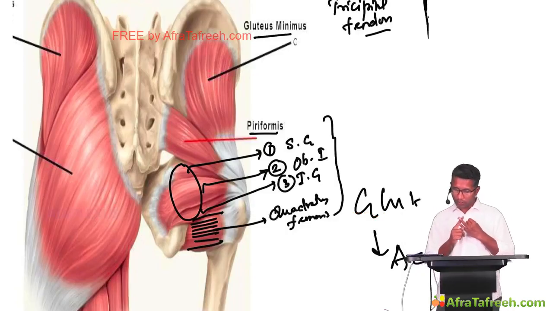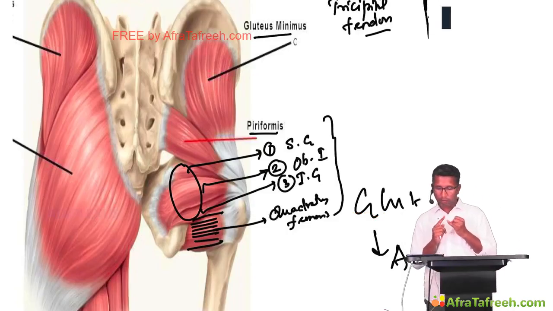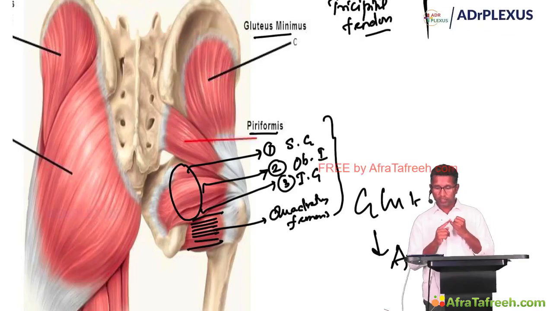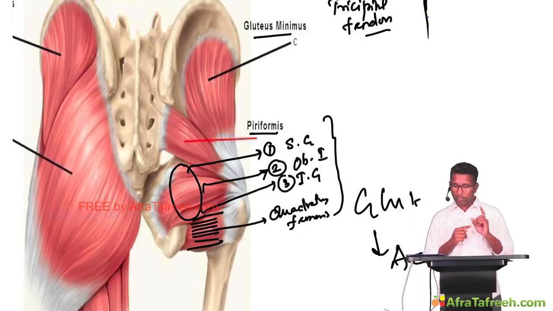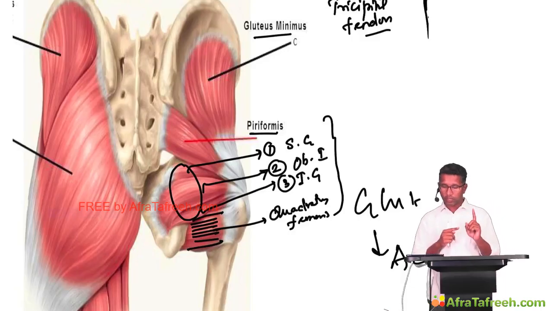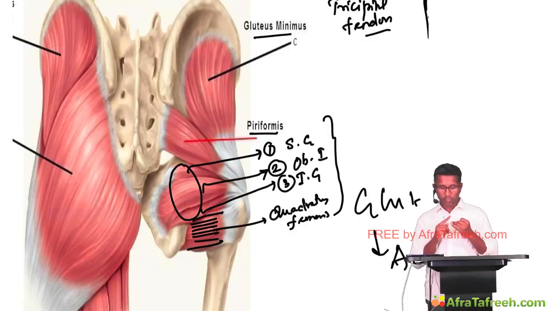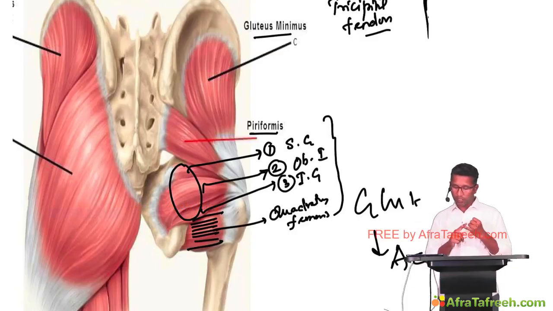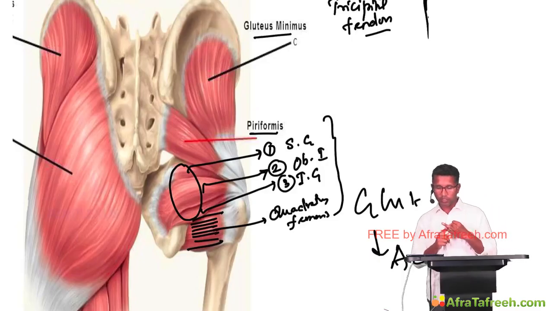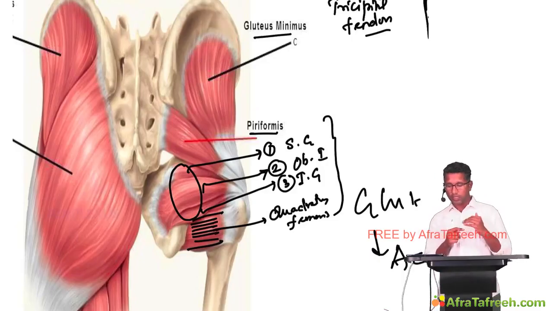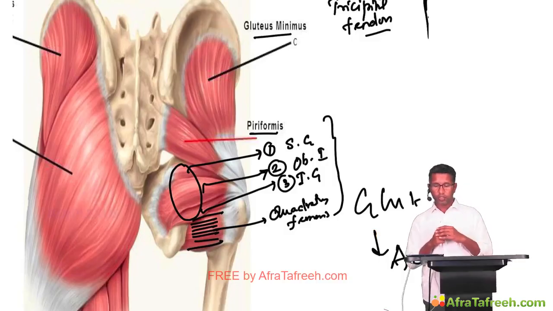No guys, no Anashwara, it is not. See, only piriformis takes origin from the pelvic surface. All the other muscles take origin from the gluteal surface. So remember that the only muscles which come out of the pelvis, which take origin from inside the pelvis, are piriformis and obturator internus. Other muscles, superior gemellus, inferior gemellus, quadratus femoris, take origin outside the pelvis, from the gluteal surface.